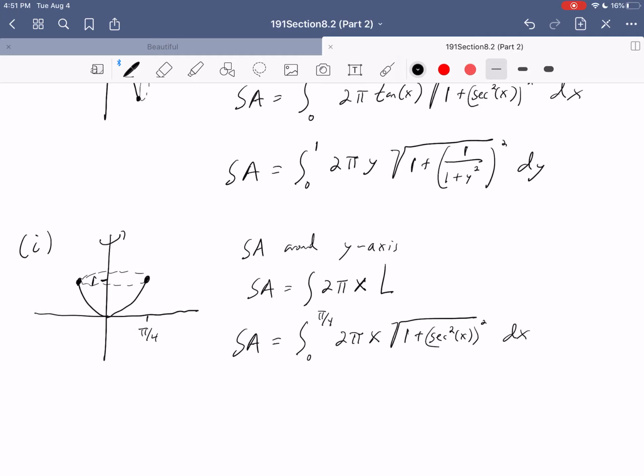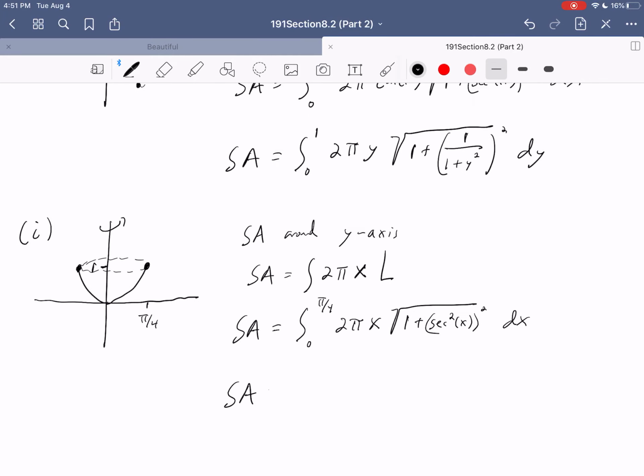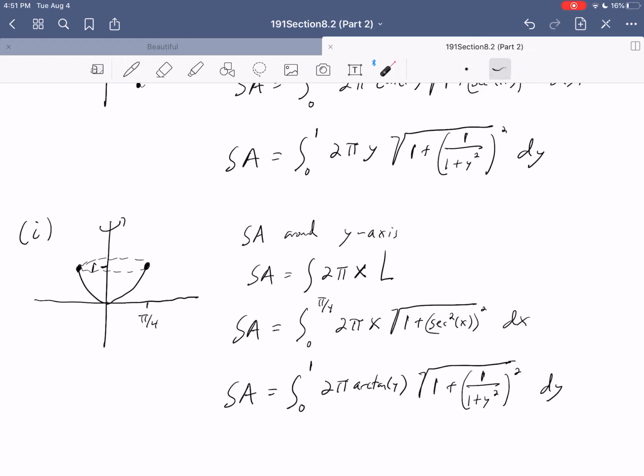Finally, if we did this with respect to y, we'd have the integral from 0 to 1, 2 pi. We would not be able to leave this as an x, so we'd have to replace x with the function, which would be arctangent of y, and then the square root of 1 plus 1 over 1 plus y squared, all squared, dy. And there we go. Both of those would be equivalent expressions for the surface area of that shape there.